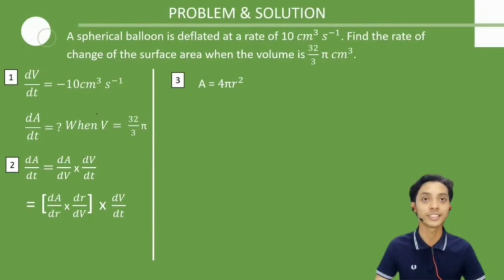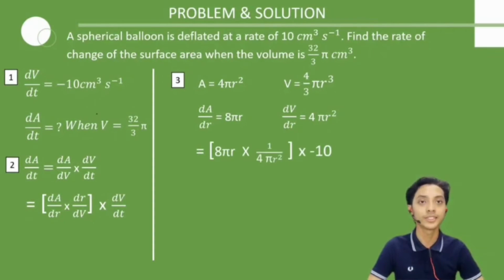Let's go into the third step. The third step, we will find dA/dr and the differentiation of the volume and the area. As you can see, the area is 4 pi r square. If we differentiate it, it will be 8 pi r. And the same goes for the V. If we differentiate it, it will be 4 pi r square. Then we will substitute it into the equation we made before.